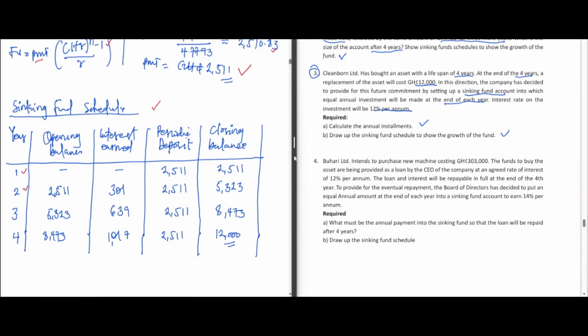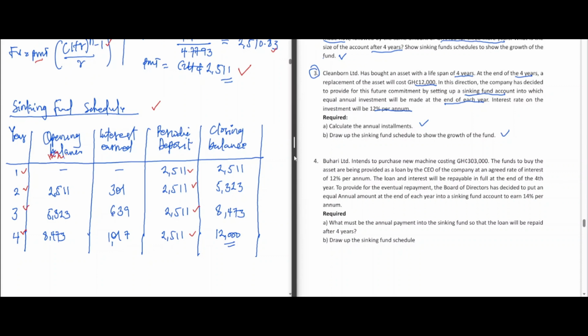So using the sinking fund schedule to show the growth of the fund, we have how many years? 4 years. So we have year 1, year 2, year 3, and year 4. And the interest rate here is what? 12%, right? But the annual deposit will be done at the end of each year. So at the end of year 1, we make a deposit of 2,511 Ghana cedis, so that means at the end of each year we are making a deposit of 2,511. We do the same deposit for year 2, year 3, and year 4. So the deposit is the same throughout the years.